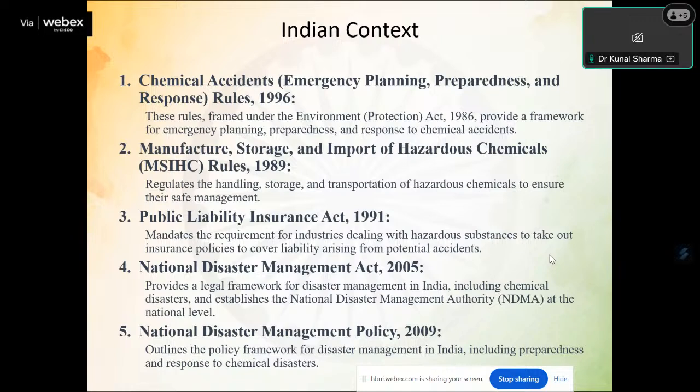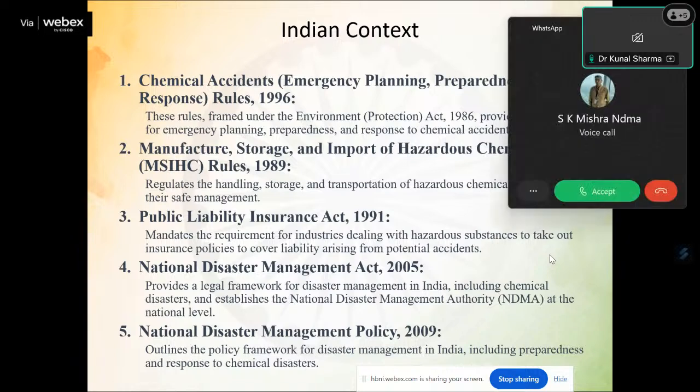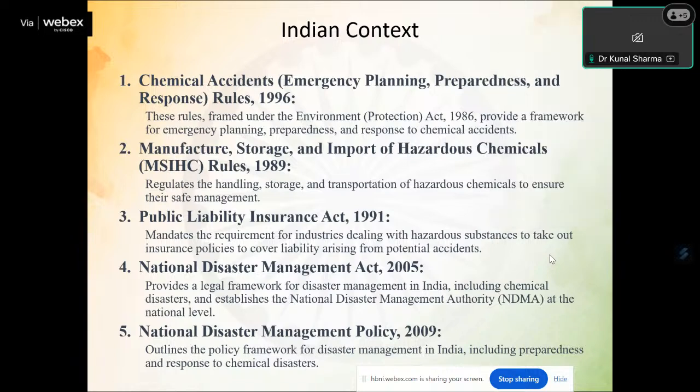Then we have the NDMA, the National Disaster Management Authority, under the Disaster Management Act 2005, which covers the legal framework for disaster management in India. It includes chemical disasters and establishes the NDMA at the national level. Talking about the guidelines, they have two particular guidelines. One guideline focuses on chemical disasters, and the other focuses on chemical terrorism. So these are two things which are much required.